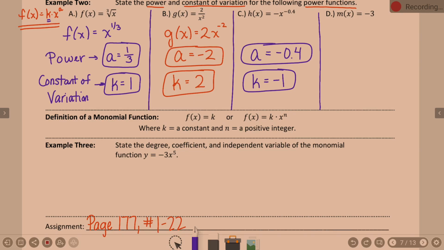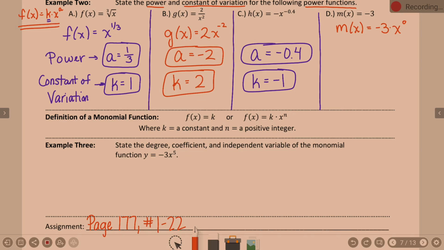Okay, D, m of x equals -3. Would that a be 0? But a can't be 0, or it could be no solution? So if we rewrite this to try and get this in the correct form, can we agree that this would be -3 times x to the 0? Agree that that's equivalent, yes? So what do we want to say the power is? 0. We want to say the power is 0.